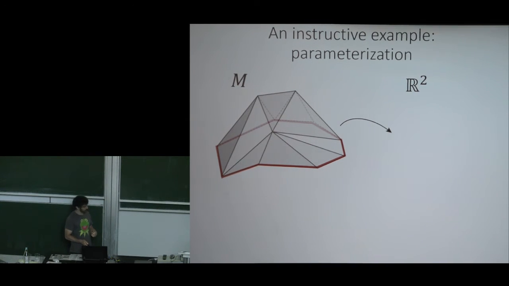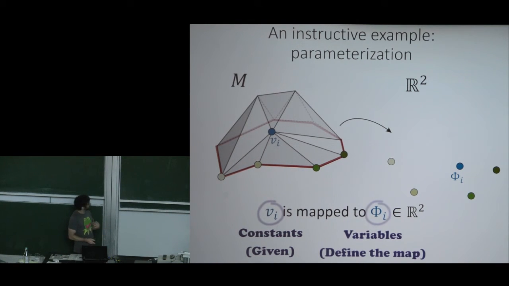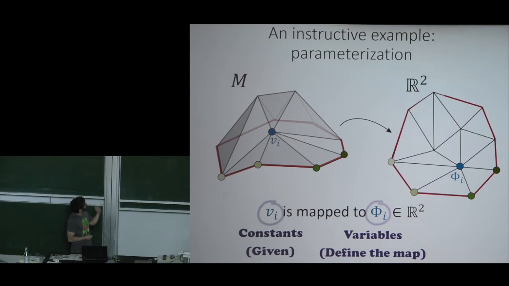So what we're going to do is look at each of its vertices, and for each vertex, we're going to assign the position in the plane. For instance, this vertex v_i, we're going to map to this point phi in the plane. And what's important to note is that the v_i are constant. They're given to us with the mesh that's given as input. And the degrees of freedom we can play with are the variables phi, where we place each vertex in the plane. Now, having placed all the vertices, we can now extend the mapping to the edges of the graph. And by that, we've actually computed an embedding of the graph into the plane, right?